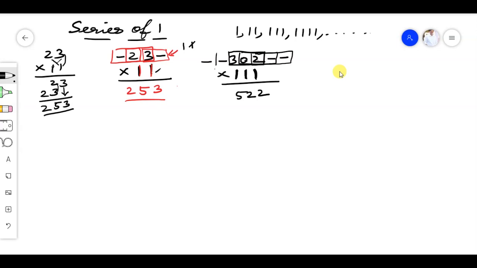Next, dash plus 3 plus 0, right? So dash plus 3 is 3, 3 plus 0 is again 3. So the next pair is the last pair here, dash plus dash plus 3. So dash plus dash is dash, dash plus 3 is 3. So we got the answer in a single step. So what will the answer be? 302 into triple 1 is 33522.